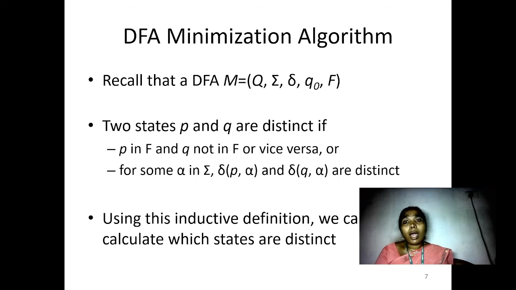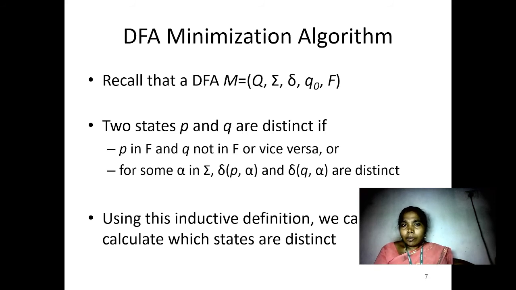Two states P and Q are distinct. So I said that you have equivalent states and distinguishable states. How do you say the two states are distinct? If P is in F, that is F is the final state, you are supposed to divide the group into accepting and non-accepting states, that is final and non-final states. So P will be in a final state and Q is not in the final state, or vice versa. For some alpha in Sigma, delta of P comma alpha and delta of Q comma alpha are distinct. That is, the resultant states for the transition of P and Q on the given input symbol are different. So using this inductive definition, we can calculate which states are distinct and which are equivalent.